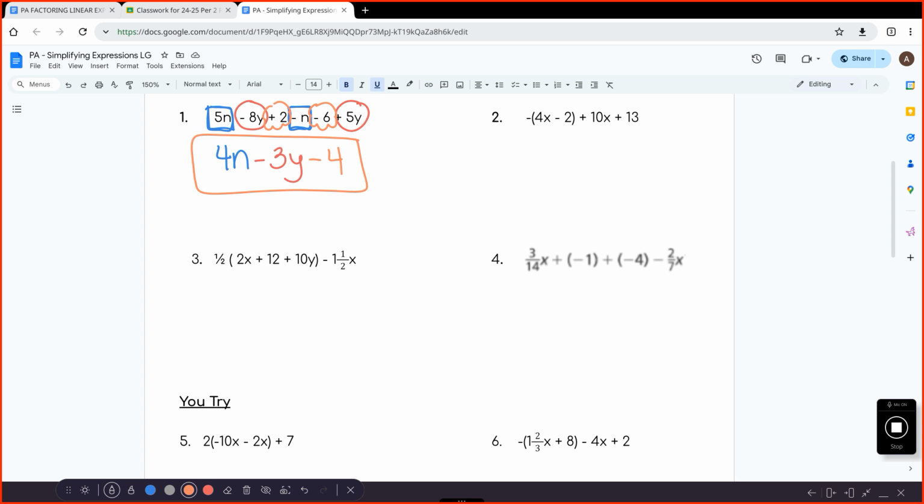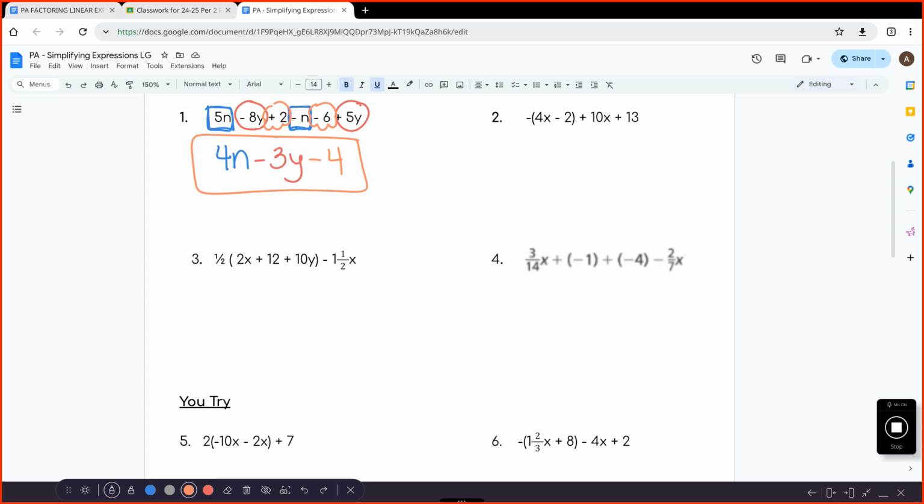All right, I hate when people ask me, well, is this a negative or a minus? It's the same thing, right? So if you're reading the expression, it's read as 4n minus 3y minus 4. If you are asked what three terms make up this expression, it would be 4n, negative 3y, and negative 4. All right, just so we are clear, what's a minus, what's a negative?